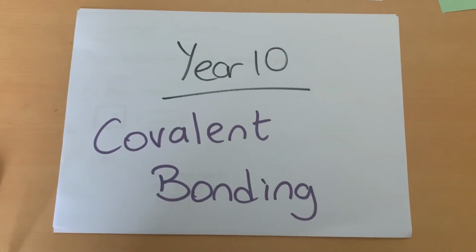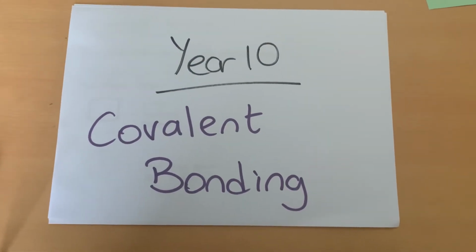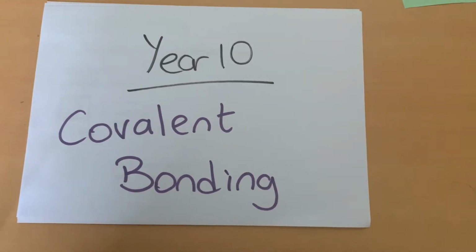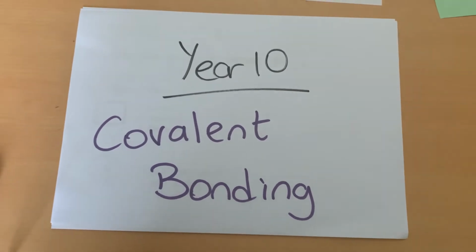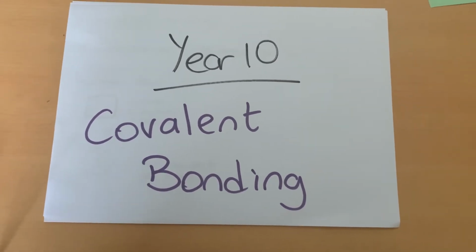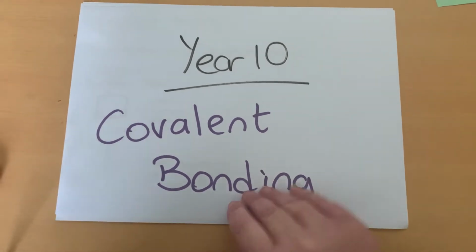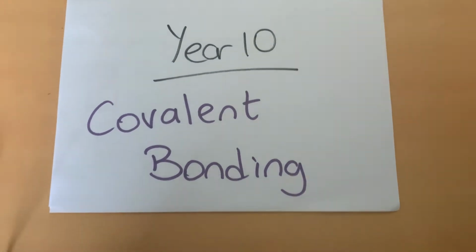Good morning everyone. So this is our next lesson in our bonding topic, and today we're going to have a look at covalent bonding. Do you remember from the introduction video, or maybe from the first lesson that Mrs. Bingham had put together, that covalent bonding happens between non-metals, and it's to do with electrons being shared.